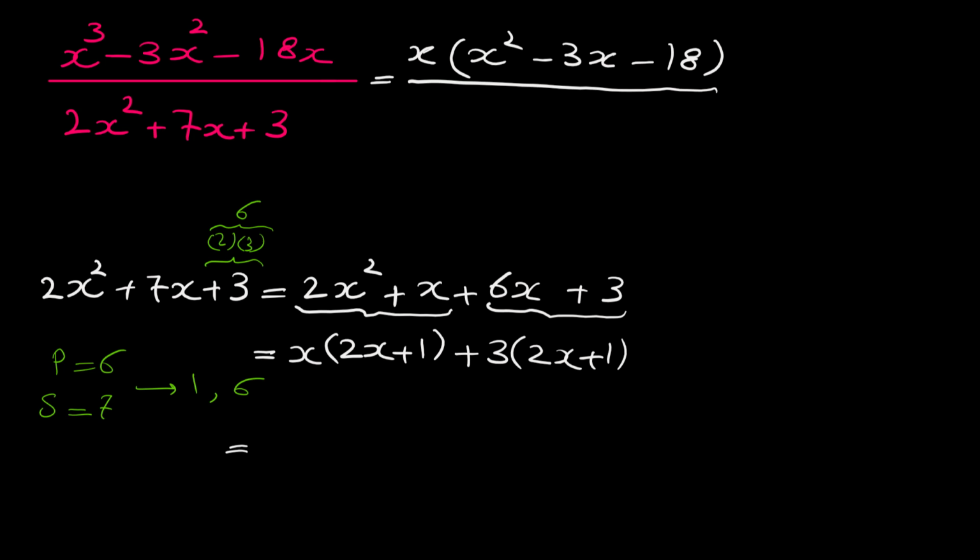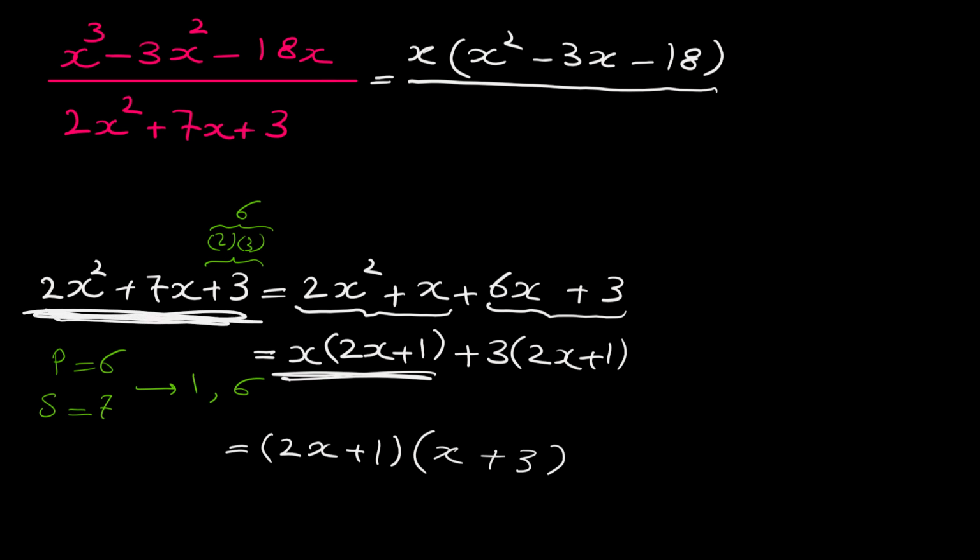Now we factor this 2x plus 1. We factor 2x plus 1, and by factoring this, from this term we have x, from the other term we have plus 3. And this is the factored form of this trinomial that we had here. So we have 2x plus 1 times x plus 3. So finally the denominator is factored.